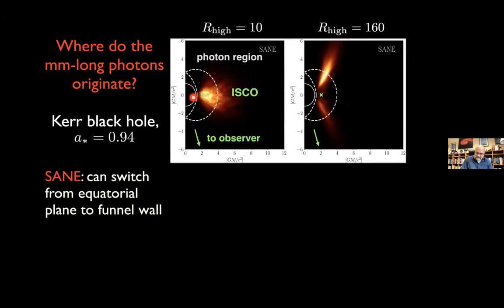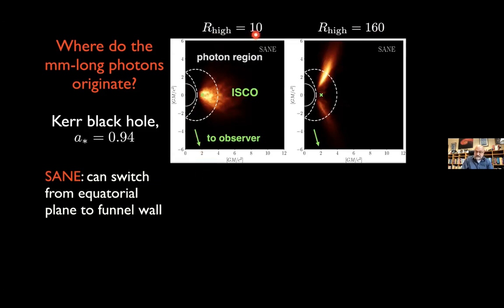Here I'm showing a black hole. This is the event horizon. This is the photon region. Is the equivalent of the photon ring for a rotating black hole. In the case of rotating black hole, it's not just a single surface, it becomes a region. Here is the ISCO. And you can imagine we are down here.